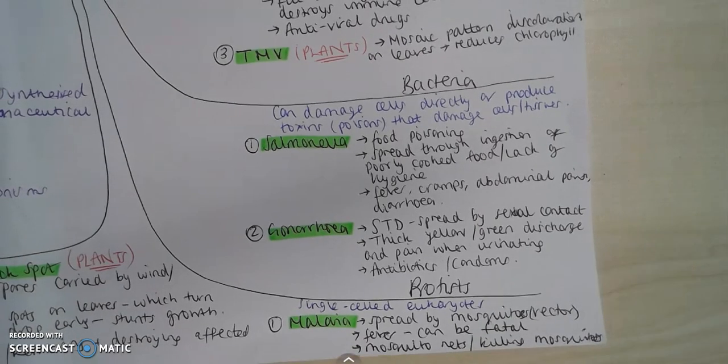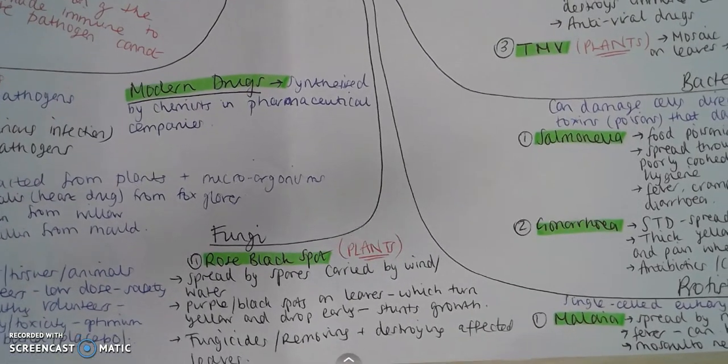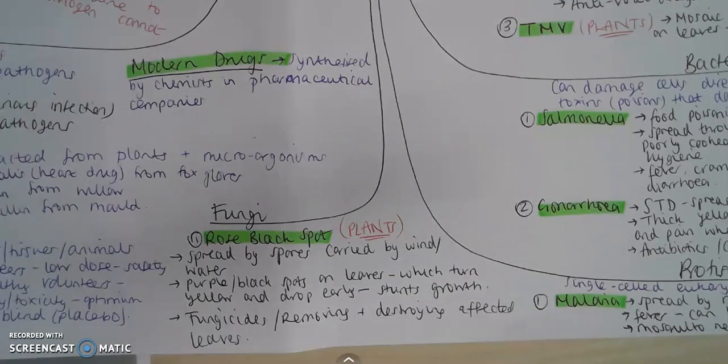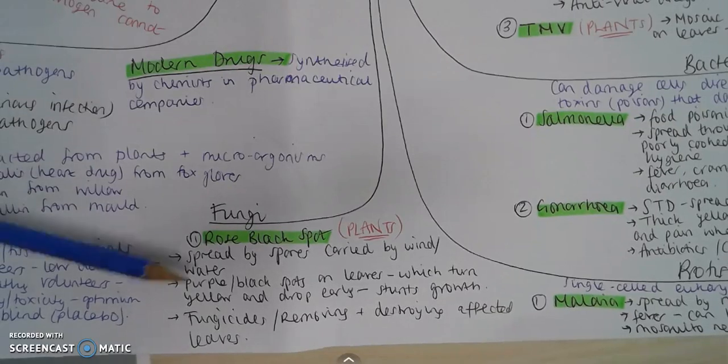Group number 4 then, the fungi. So the main example for this one is a plant example. We've got rose black spot, which is in plants only. It's spread by spores carried by wind or water.